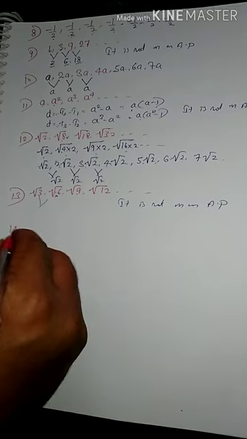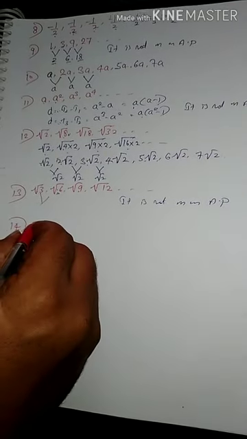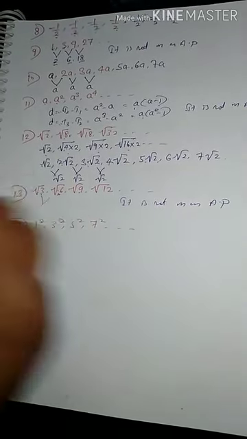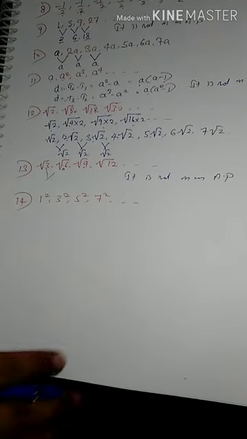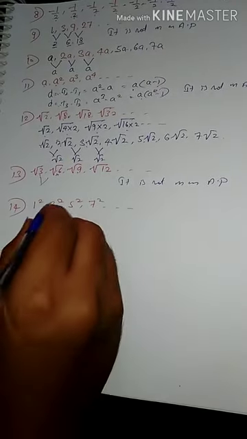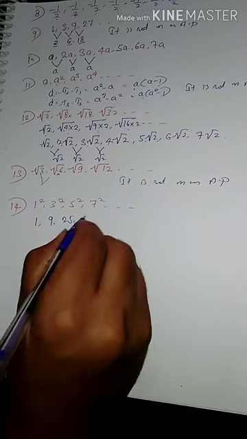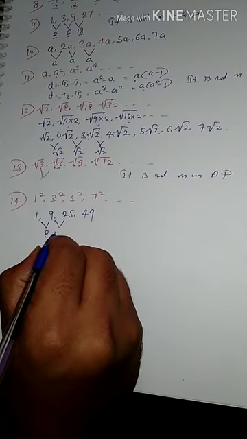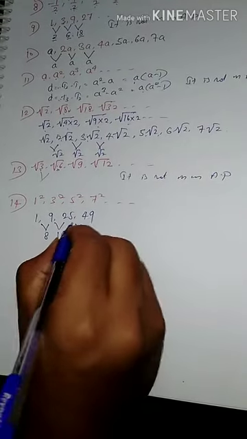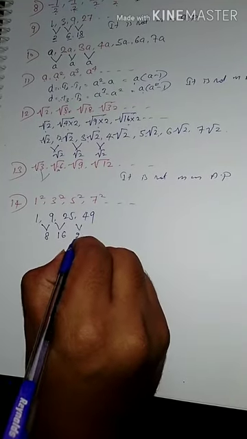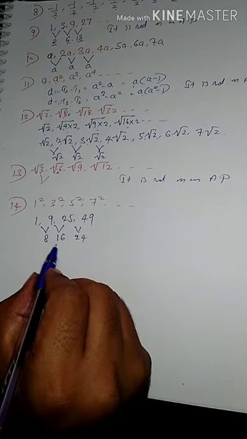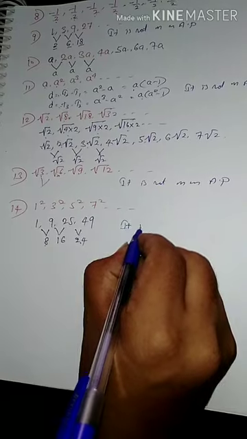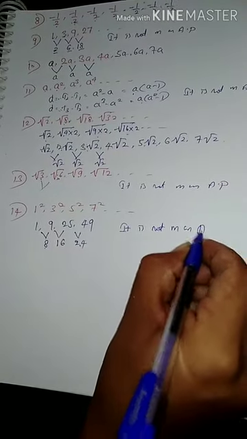And next, 14th one: 1 square, 3 square, 5 square, 7 square, and so on. So 1 square is 1, 3 square is 9, 5 square is 25, 7 square is 49. So 9 minus 1 is 8, 25 minus 9 is 16, 49 minus 25 is 24. See here, 8, 16, 24. Here the common difference is not the same. Therefore, it is not in an arithmetic progression. It is not in an AP.